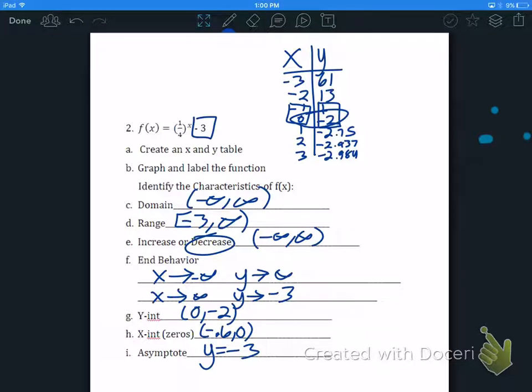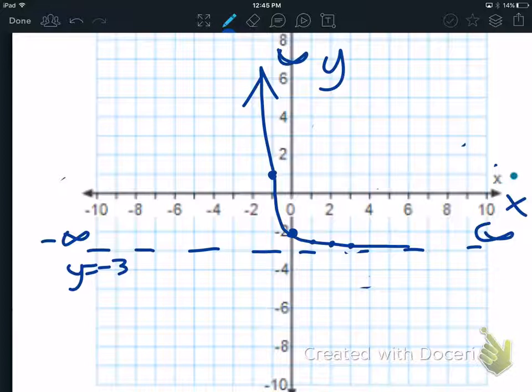Problem 2, y equals 1 over 4 raised to x minus 3. I put this in my calculator. I did mode 7, fraction button, 1 over 4 raised to the x minus 3. Start point -3, end point 3. I get my points right here. I take them to my graph and I graph them.